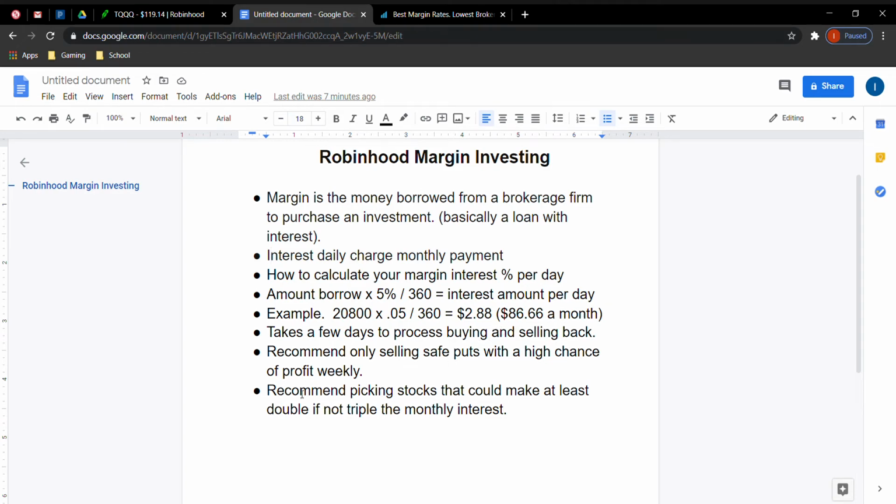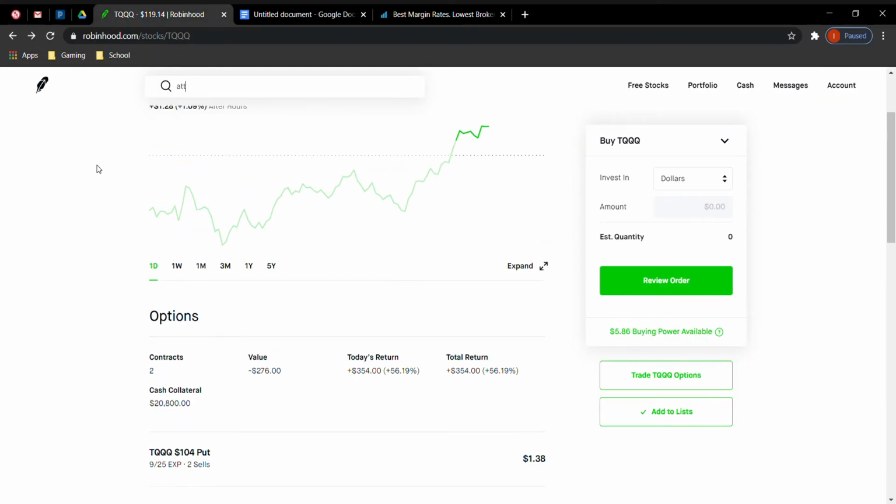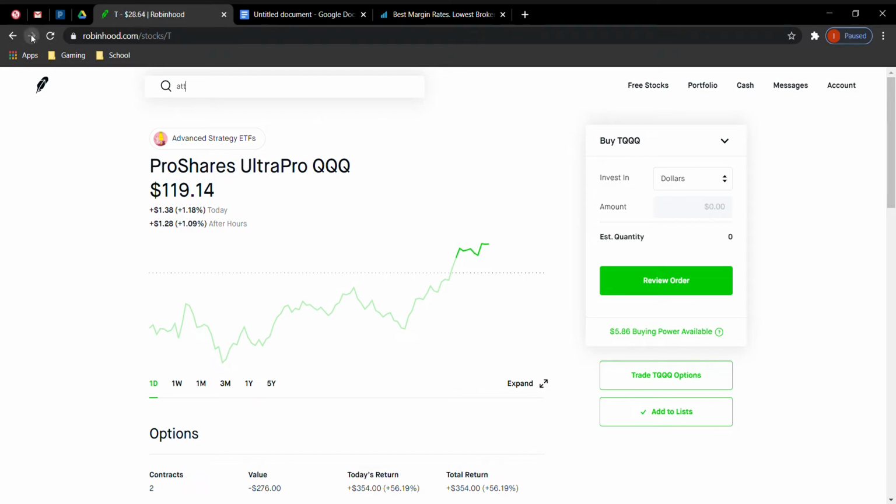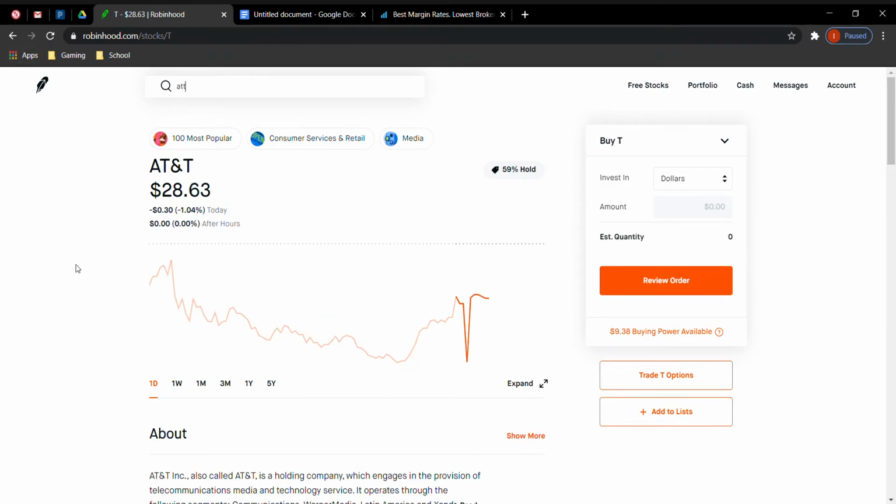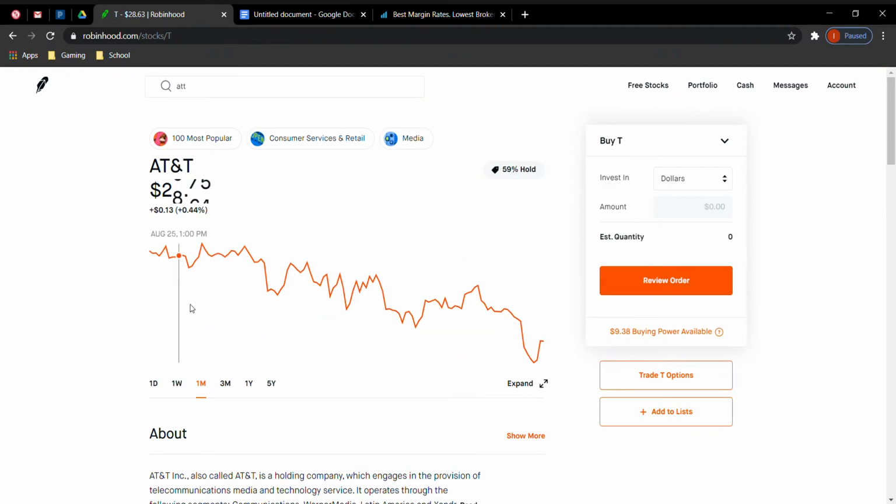$86 here. And then just going back to this, recommending stocks that could make at least double or triple. So when I do say that, if you look at a stock like AT&T, which is a pretty sideways stock, they don't really go up, don't really go down too much. It's a safe dividend play.